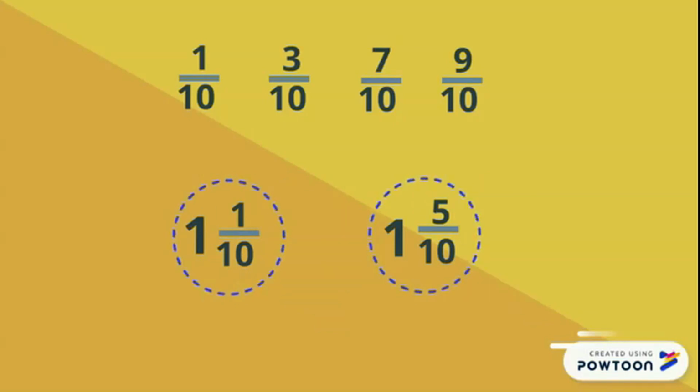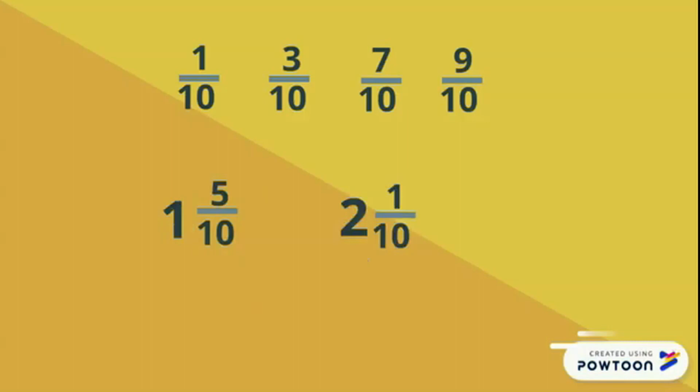But what happens if we change one of those whole numbers to a different number, like 2 and 1/10? Well, it's simple. 2 is bigger than 1, so 2 and 1/10 would be greater than 1 and 5/10. So here's our order. 1/10, 3/10, 7/10, 9/10, 1 and 5/10, and 2 and 1/10.